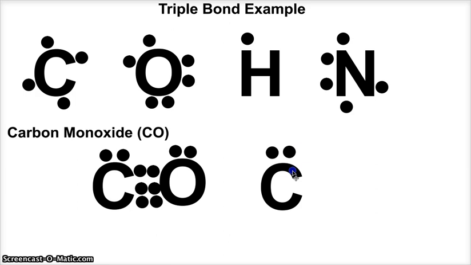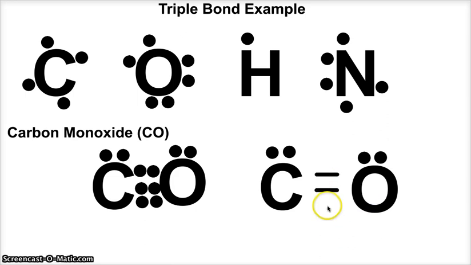Show it as a structural formula. I have carbon with its non-bonding pair there, and oxygen with its non-bonding pair there. And this time I draw 3 lines to represent each of the bonds.